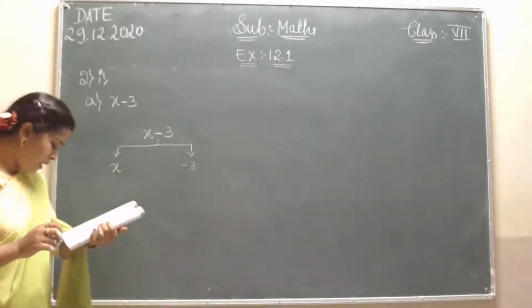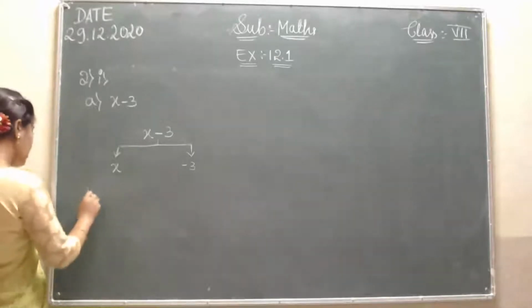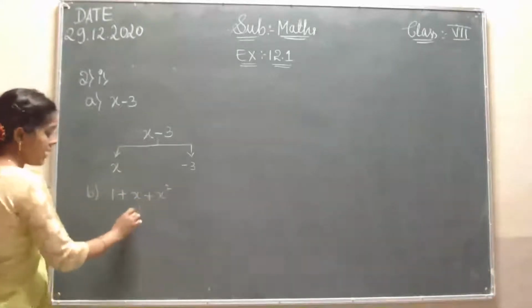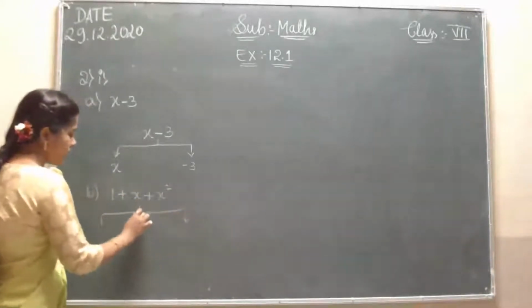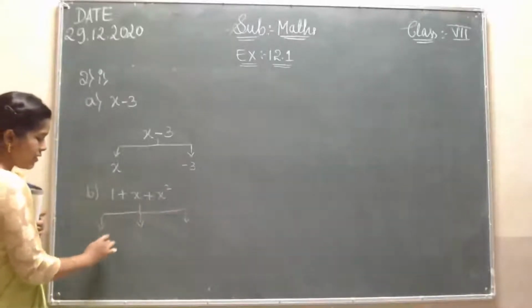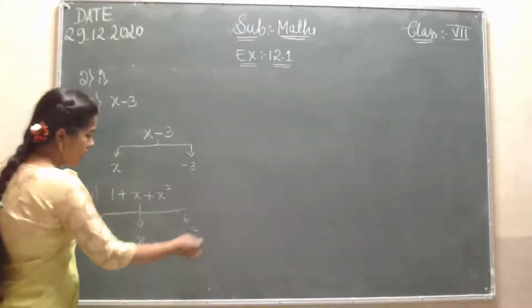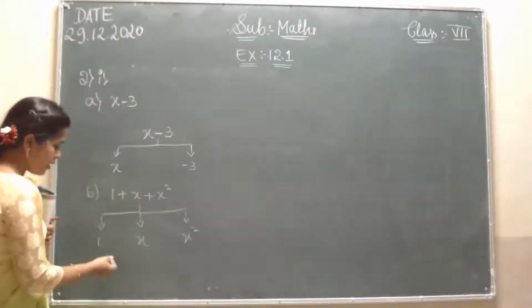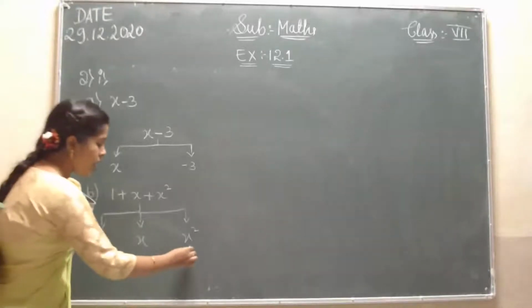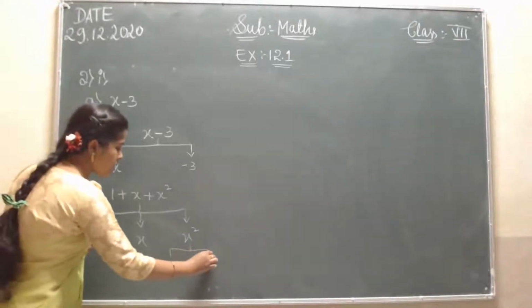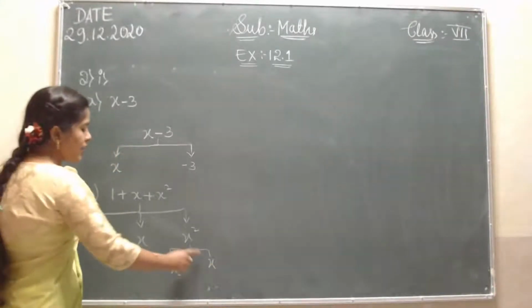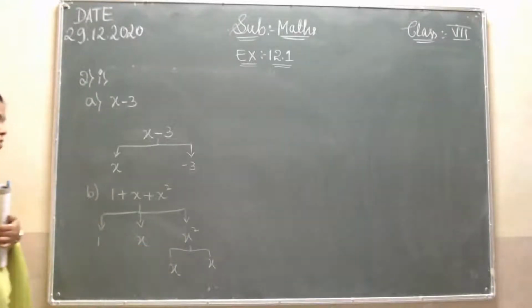Okay. So the next one is 1 plus x plus x square. See here, we have to separate these three terms: 1, x, x square. We have to separate first terms, then factors. 1 into 1 is 1, x into 1 is x, and here there is x into x. So we have to separate the factors here. x into x is x squared. So these are the singles. So we have to write like this.